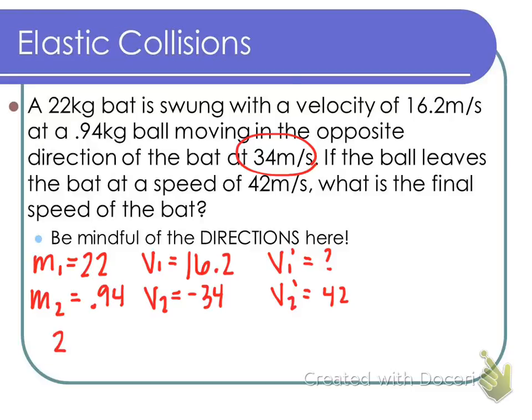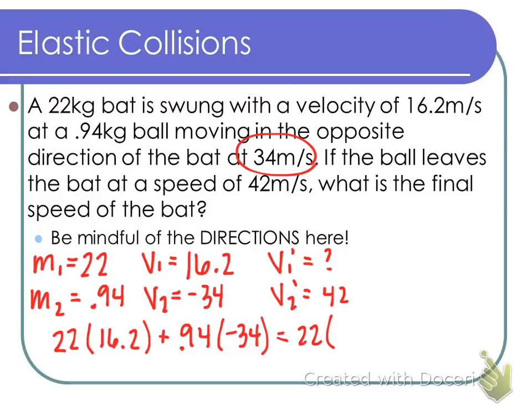Okay, so we'll do M1 V1 plus M2 V2 equals M1 V1 prime plus M2 V2 prime, which is 42. Okay. So with these problems, you have to be really consistent with direction, with that negative, all that kind of stuff. So go ahead and do the math there.